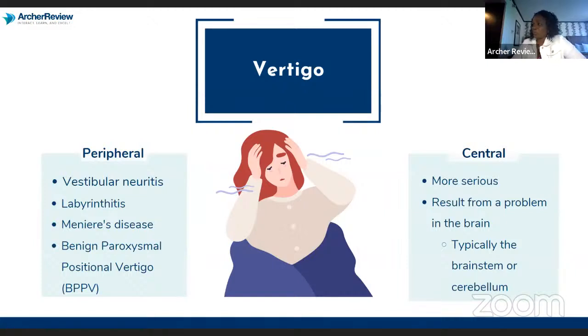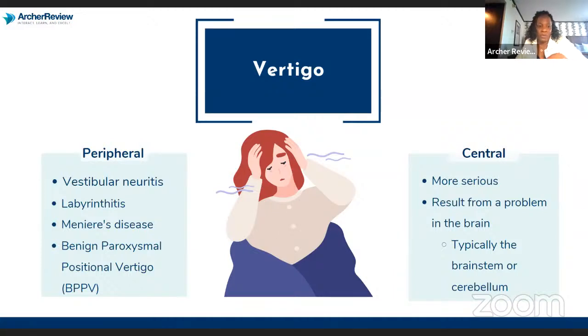Okay, vertigo. What is vertigo? If you haven't experienced vertigo, when a patient complains of vertigo, it can be very debilitating. It is like a sudden internal or external spinning sensation, often triggered if you move too quickly or swiftly. Most patients who have vertigo say they feel like they're floating or like the room is spinning.